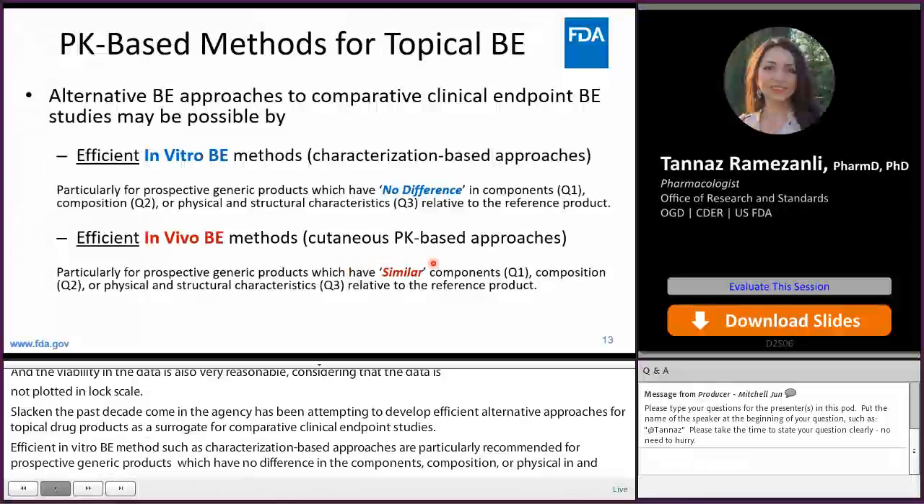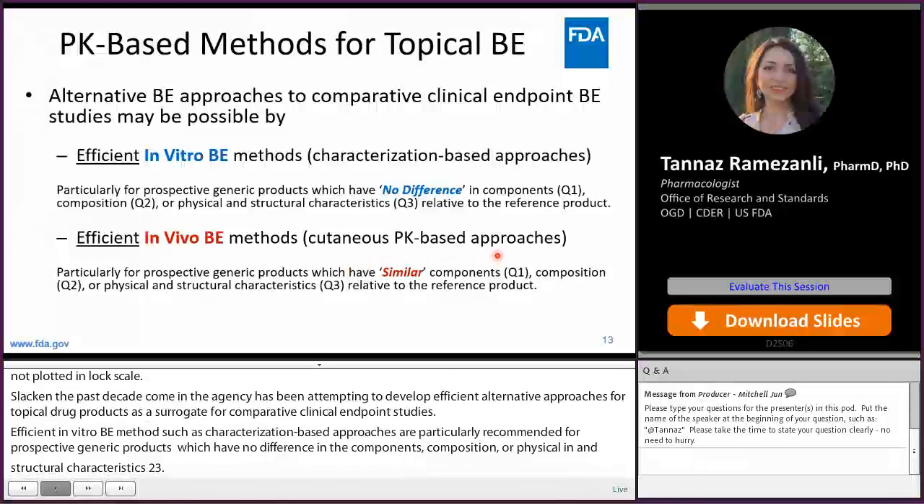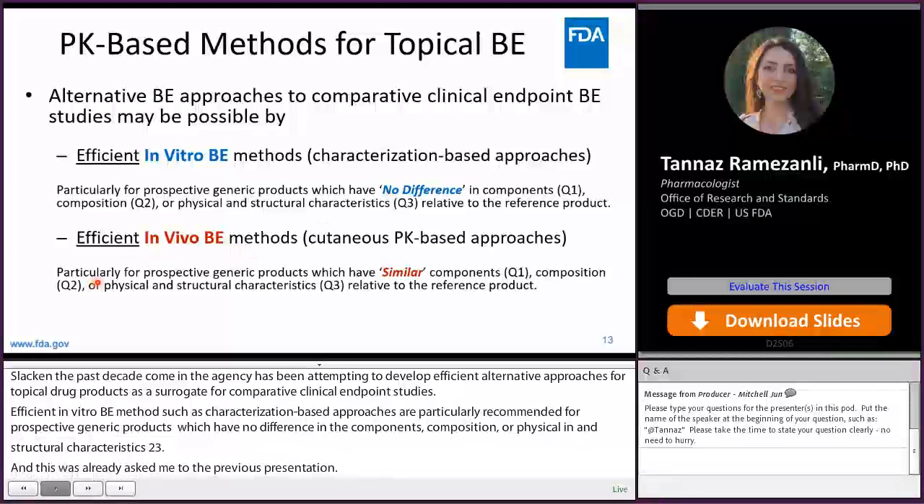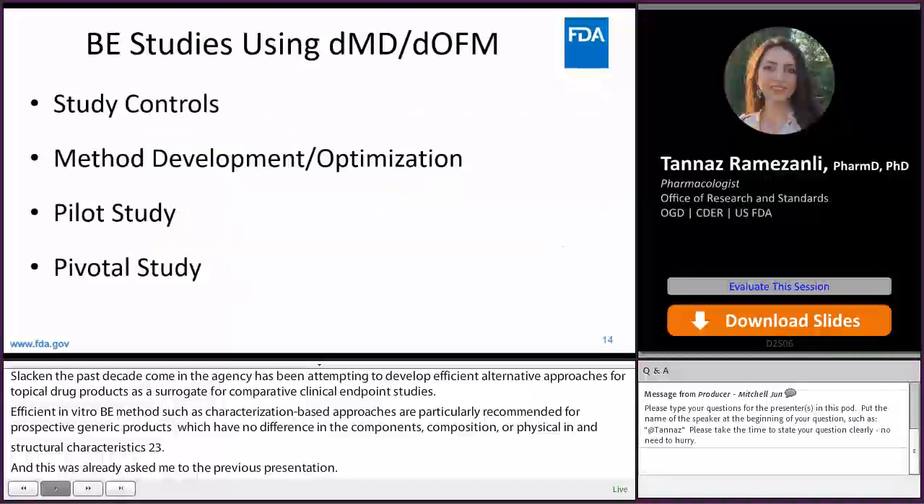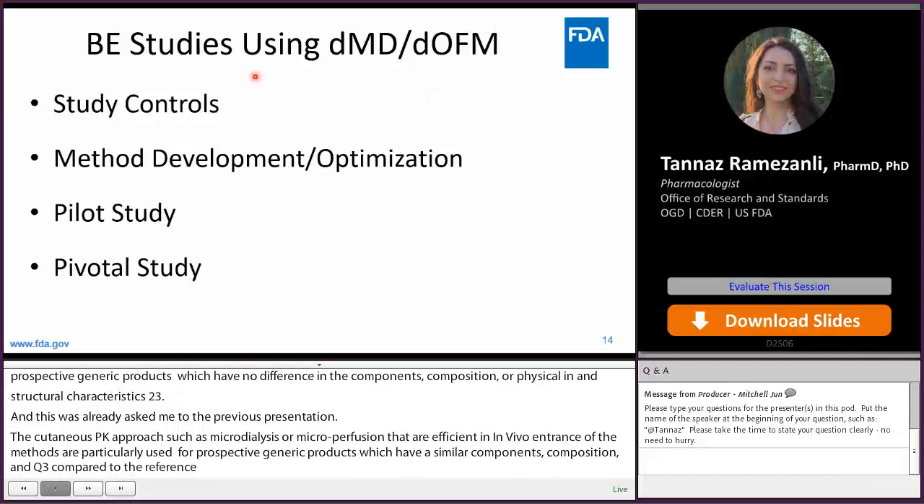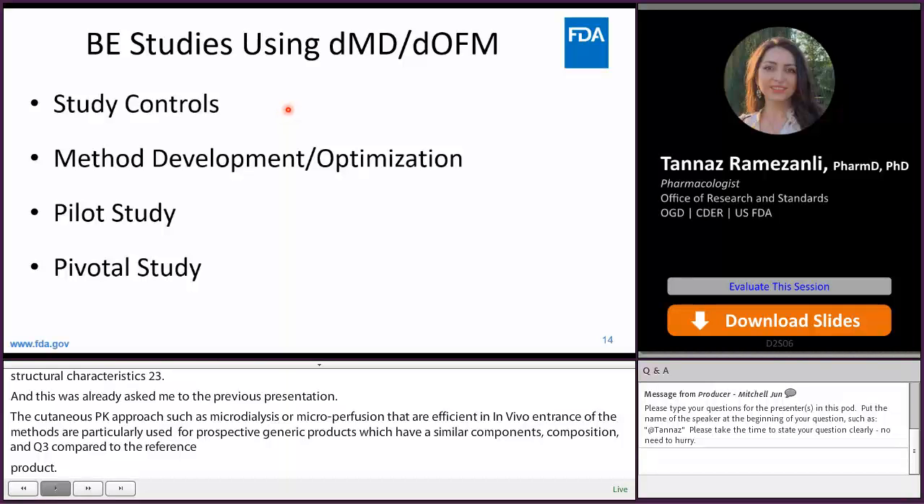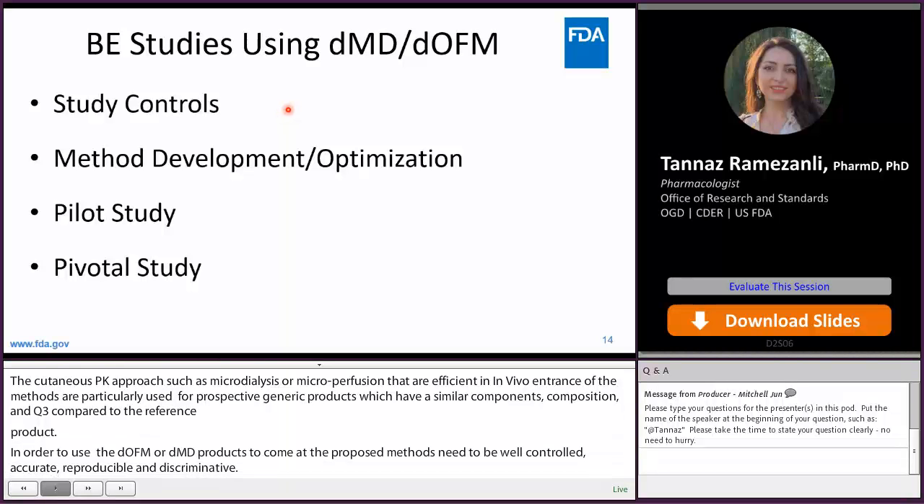Now, the cutaneous PK-based approaches such as microdialysis or microperfusion that are efficient in vivo BE methods are particularly useful for prospective generic products which have similar components, composition, and Q3 compared to the reference product. In order to use DMD or DOFM techniques for demonstration of BE, the proposed methods need to be well-controlled, accurate, reproducible, and discriminative. All the study controls that I discussed in the earlier slide need to take place to make sure the study is well-controlled and the results are reliable with precision.